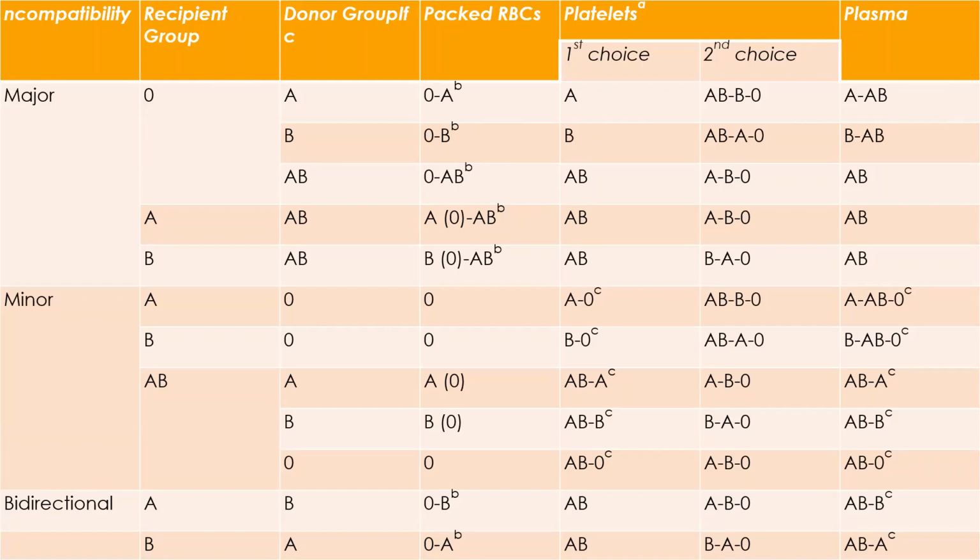Okay. Next is ABO incompatibility and management. I briefly discuss ABO mismatch. There are three types of ABO incompatibility: major, minor, and bidirectional. The basic concept is that in major ABO incompatibility, the patient has antibodies in the plasma, whereas in minor ABO incompatibility, the donor has antibodies in the plasma, and in bidirectional, both patient and donor have antibodies in their plasma.